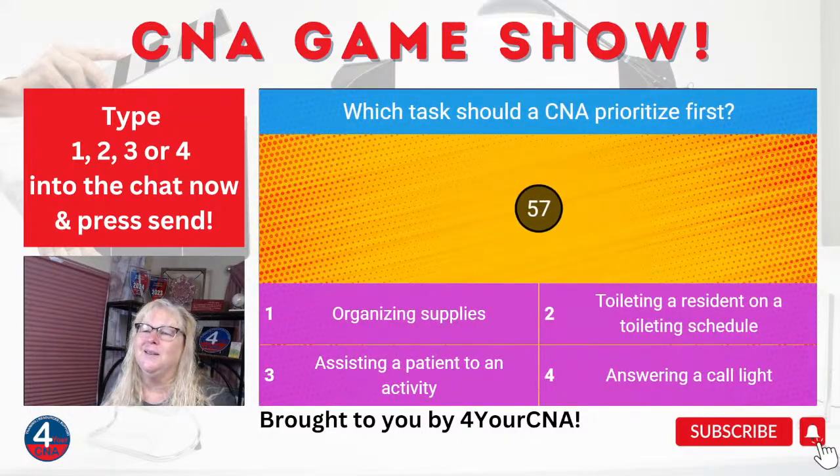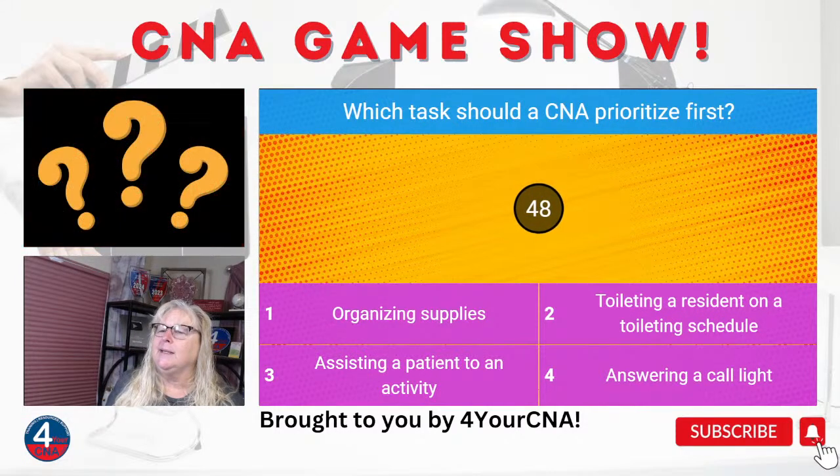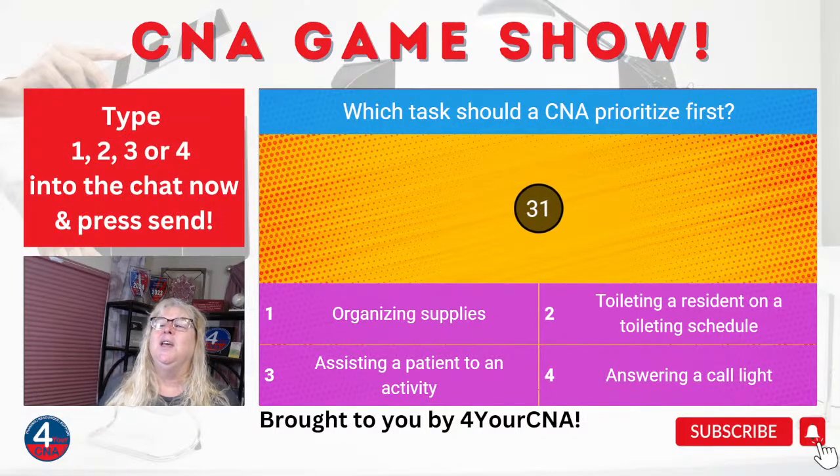All right, last question. Which task should a CNA prioritize first? 1, organizing supplies. 2, toileting a resident on a toileting schedule. 3, assisting a patient to an activity. Or 4, answering a call light. Now, this is the hardest question we have in this session. I saved it for last.